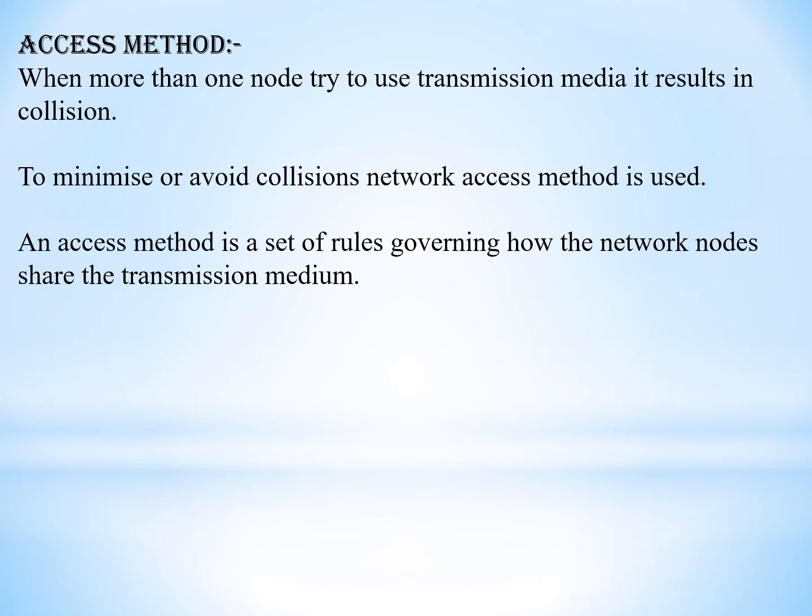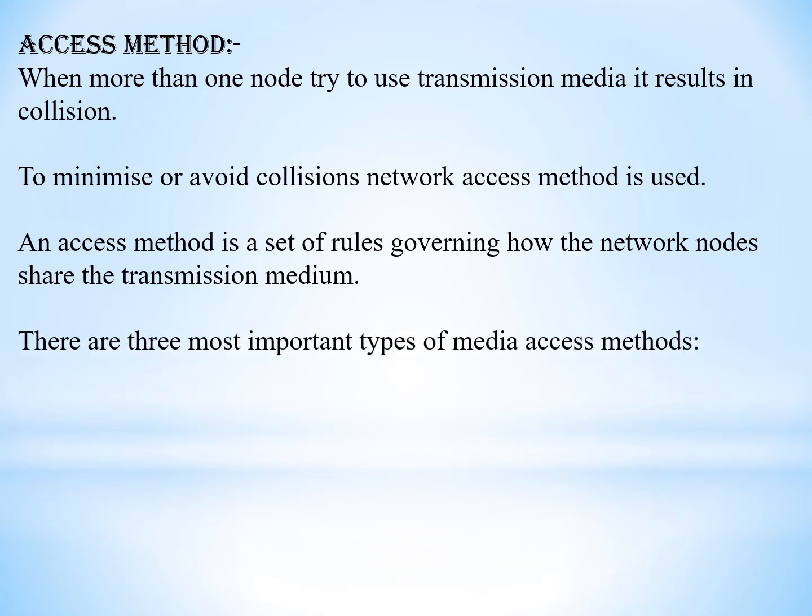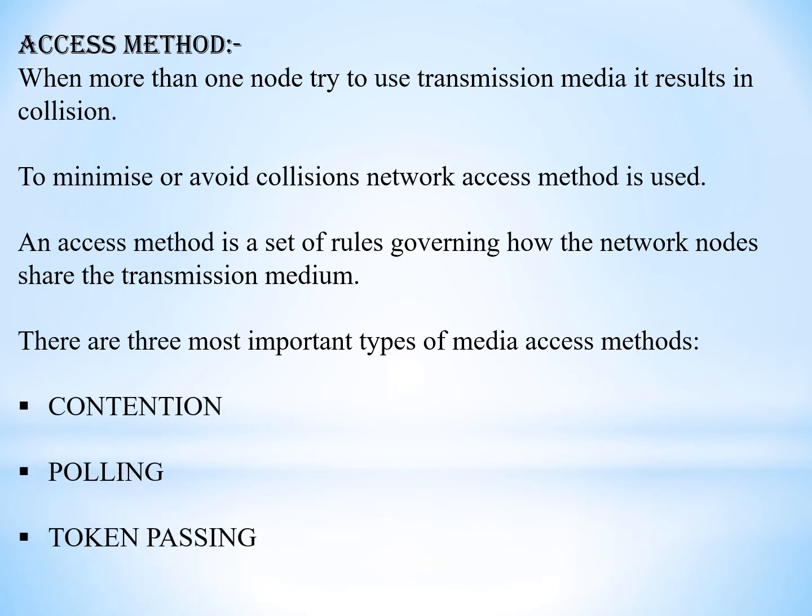There are three types of network access method: contention, polling and token passing. These are the three most important types of media access method, that is, the network access method: contention, polling and token passing. Let us learn about each and every method in detail.